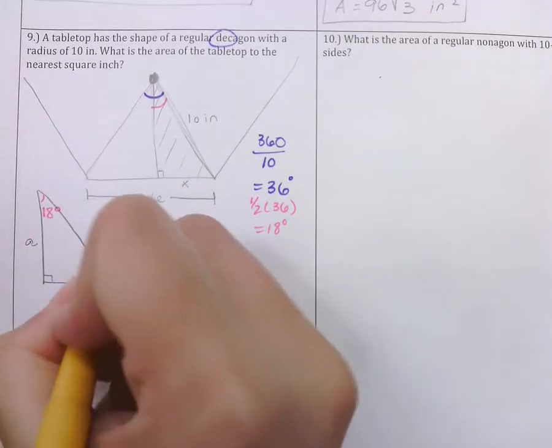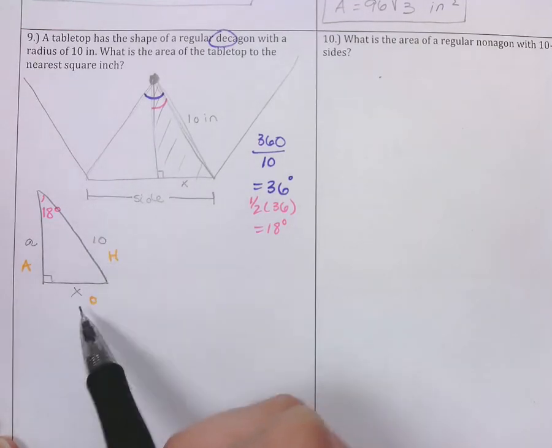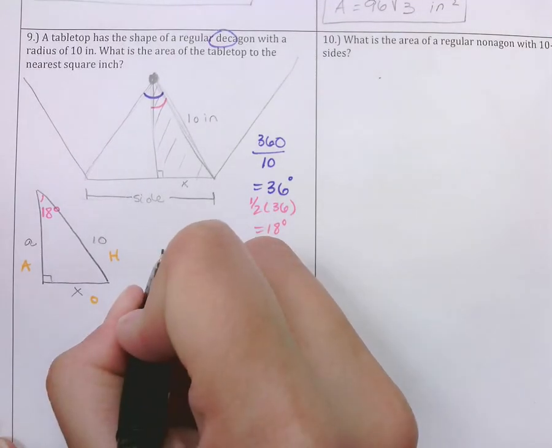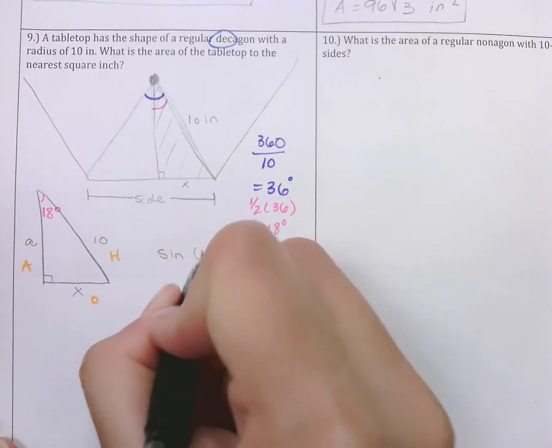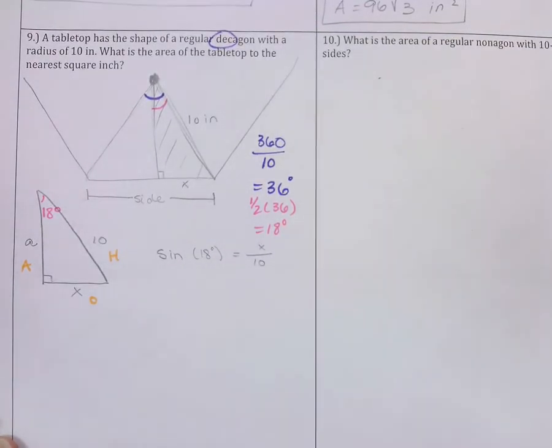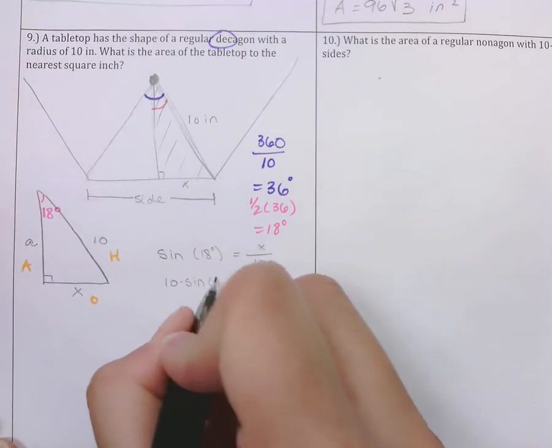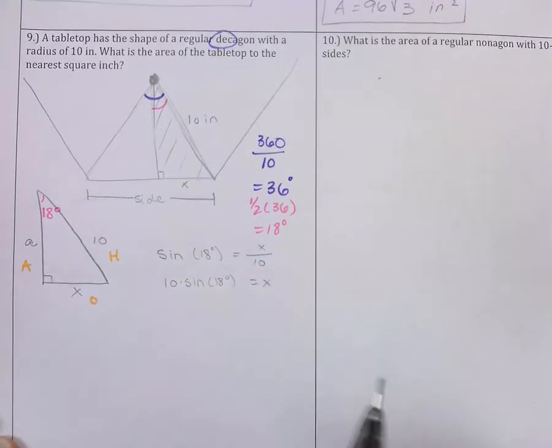This is an opposite, this is a hypotenuse, this is an adjacent. What do you want to find, A or X? Let's find X. X is the opposite, so we're going to do sine of 18 degrees equals the opposite over the hypotenuse. Then we're going to multiply by 10, and we're not going to round.